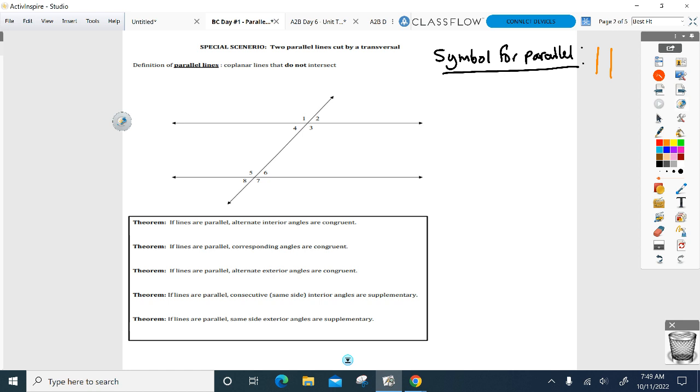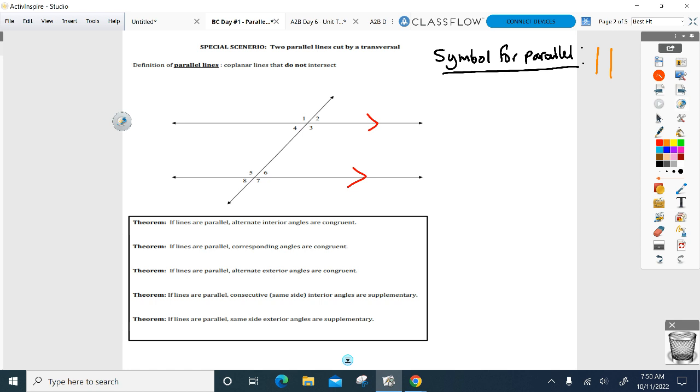Now let me show you how you can mark 2 lines parallel on a diagram. Because remember, when 2 segments are congruent, we put hash marks. If 2 angles are congruent, we put the arc marks. If 2 lines are parallel, we put arrows on those lines that are parallel. So if it is not given to us, you will see this on the diagram instead, that they're parallel.